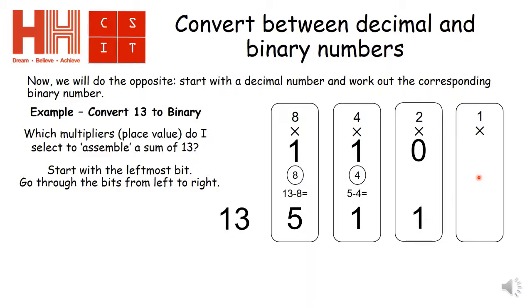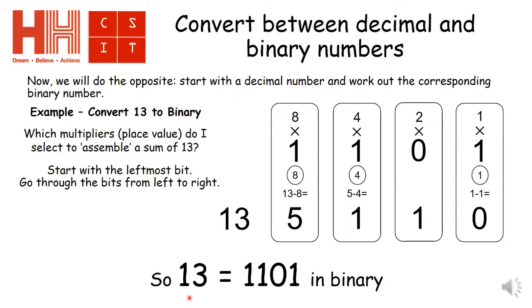I then move on to the next column, which is 1, and that's going to convert into this. So we've now got our 1 times 1, which is 1, and 1 take away 1 equals 0. You should always end up with 0 at the end here. And if I go back now and add these up, 8 plus 4 plus 1, I do get the total of 13. So 13 is equal to 1101 in binary. And that's how we convert a decimal number into binary.